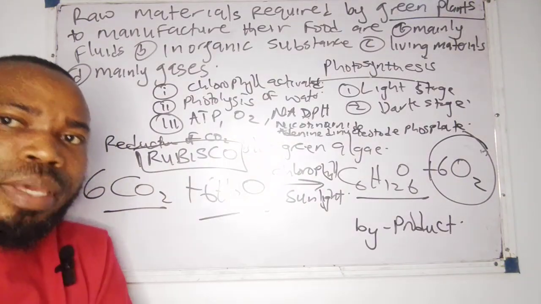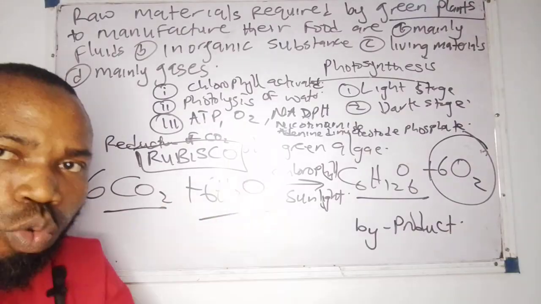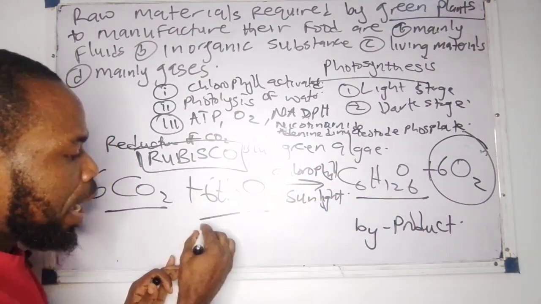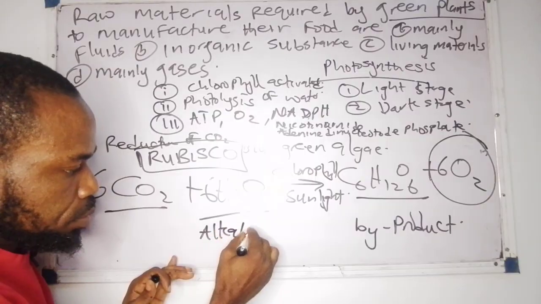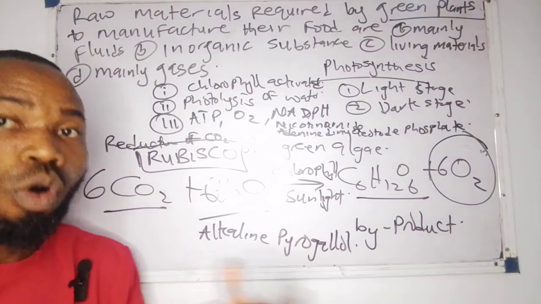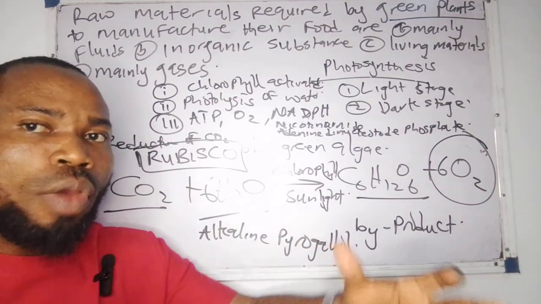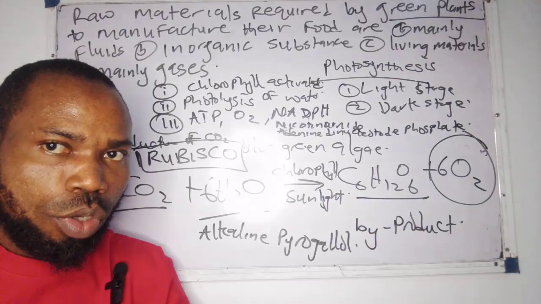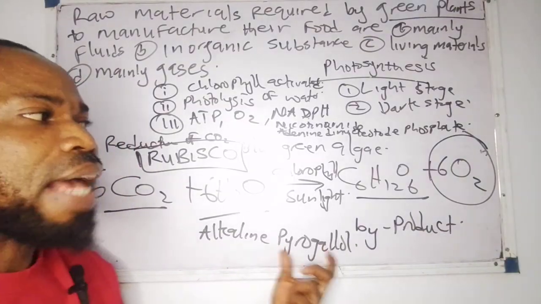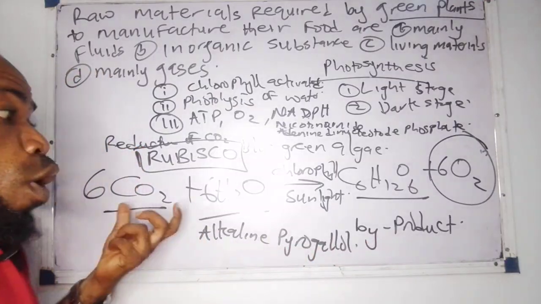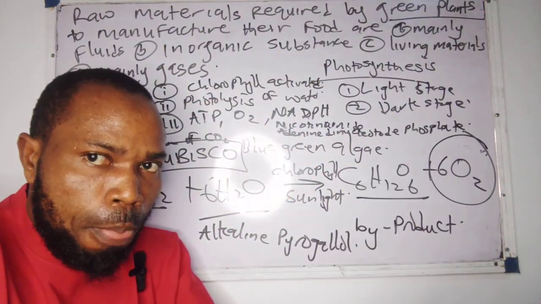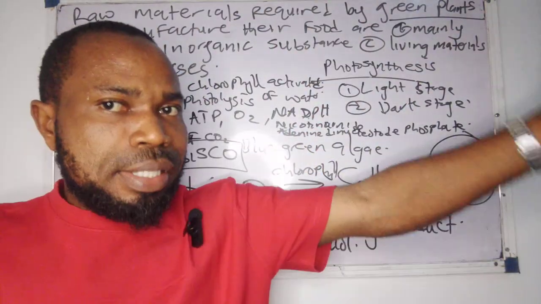They say, which of the following can be used to test for the rate of photosynthesis? Of course, you must have heard this word in chemistry. I have talked about it in one of my videos before: alkaline pyrogallol. Pyrogallol has a high affinity for oxygen. In a biological experiment where pyrogallol is used, it determines the rate of photosynthesis. You know why? Because it has a high affinity for oxygen, and oxygen is one of the byproducts of photosynthesis. That means the higher the amount of oxygen formed, the higher the rate of photosynthesis.